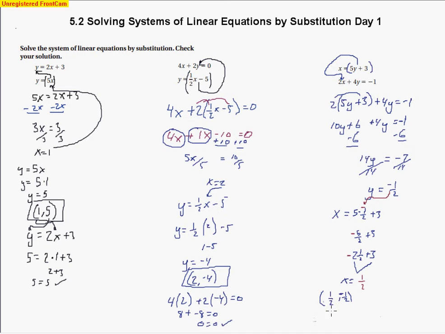So we go ahead and plug in 1/2 in for x, so 2 times 1/2, and then plus 4 times negative 1/2, and we should get negative 1 as the answer. So half of 2 is 1. Half of 4 is 2, but since it's negative 1/2, it's going to be a negative 2, and this is going to work. 1 minus 2 does make negative 1.